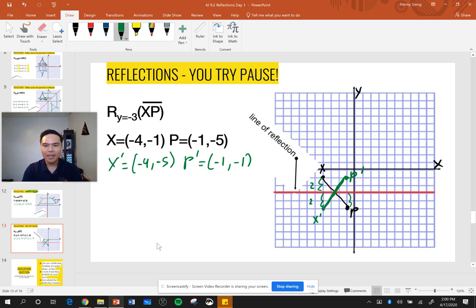And that kind of messes things a little bit up, but the idea is it's still reflecting off the line of reflection, which is at y equals -3. And for example, that X point, there's 2 away. So therefore the X prime, or the image, should be 2 away as well from it on the other side of the reflection line, okay?